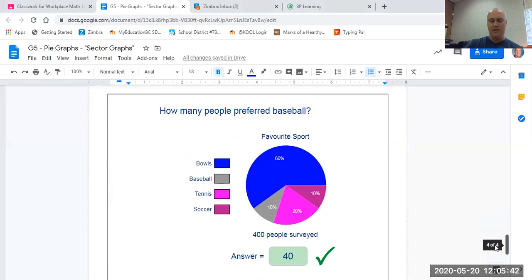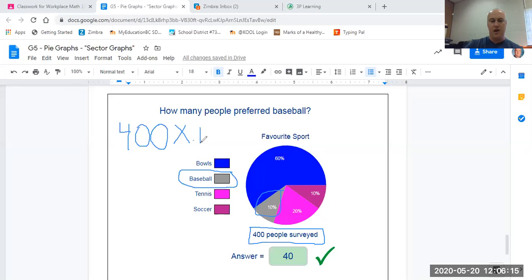And let's take a look at one last example. In this case, it's asking us how many people preferred baseball. We can see that baseball is indicated in the legend by the gray. So what we're seeing here is that 10% of the people surveyed liked baseball. And since 400 people were surveyed, we're going to take the decimal equivalent of 10%, which is 0.1 when we shift the decimals, and multiply that 0.1 by the 400 people that were surveyed. When we do that, we get a value of 40. So that is why we have that answer of 40.